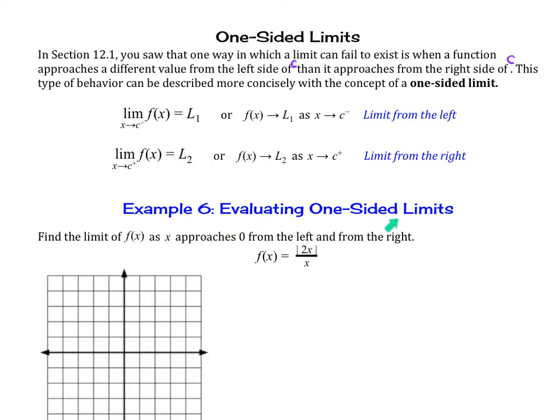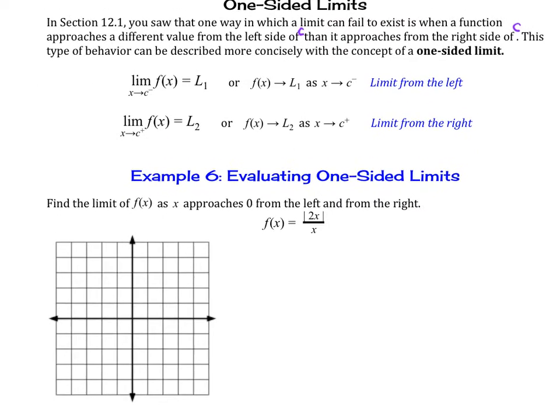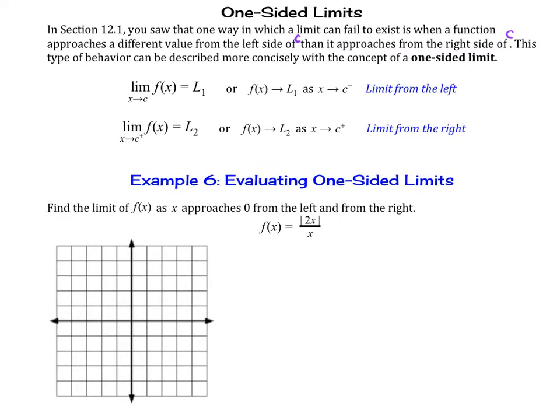So let's evaluate one-sided limits. Find the limit of f of x as x approaches 0 from the left and from the right. I have a graph here; it is helpful to graph. We have f of x equals the absolute value of 2x over x. First of all, if we plug in 0, we get the indeterminate form 0 over 0. So let's just plug in some numbers.